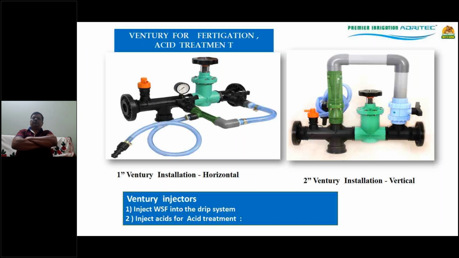The venturi, as you know, has got two main purposes. One is the fertigation. The water soluble fertilizer has to be applied into the drip system to get the best efficiency, because not only water has to be applied uniformly, we need even the fertilizers to be applied uniformly. So you have both the 1 inch and the 2 inch, different capacities basically.